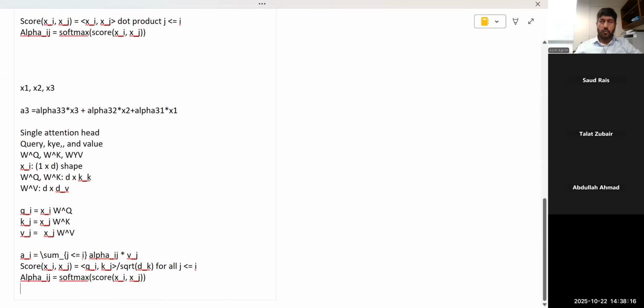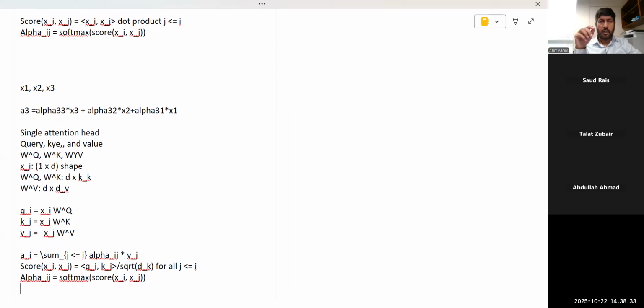Okay. So all those W's, as you know, when we compute small q, small v, small k, that is a simple linear operator: X multiplied by the matrix W. So there is no non-linearity there.